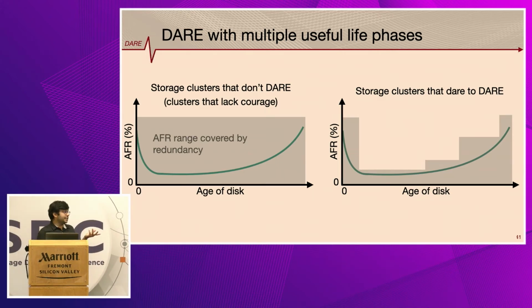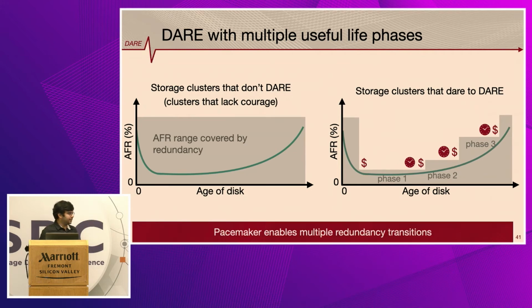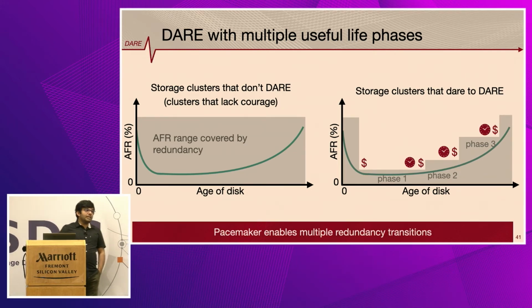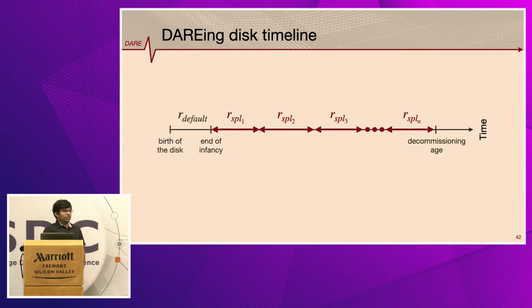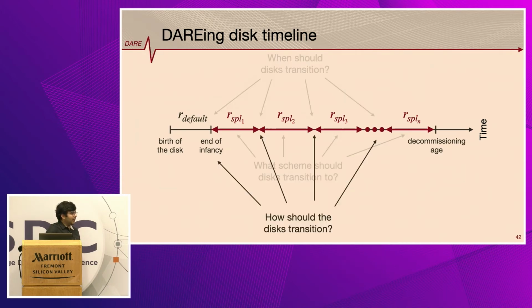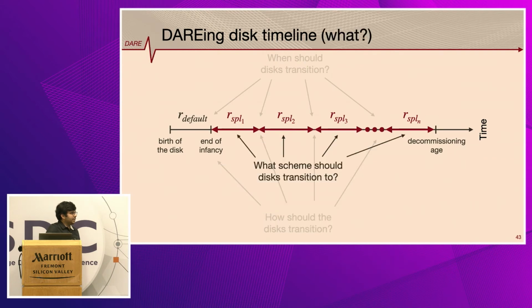Now for each of these phases, you need to perform re-encoding, and all of the increase in redundancy operations are in fact urgent operations. So Pacemaker is designed to also do multiple phases of useful life, not just a single one. So now again our timeline gets revised with multiple specialized redundancy schemes for a disk's lifetime, again having those 3 questions.